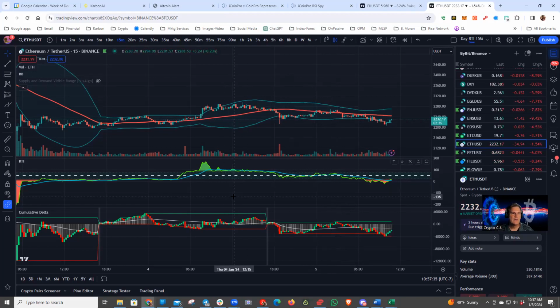So again, I'm going to show you how to set alerts on the RTI and how to use the cumulative delta to evaluate trades on my Monday and Friday Zooms. I'll go over it briefly now.